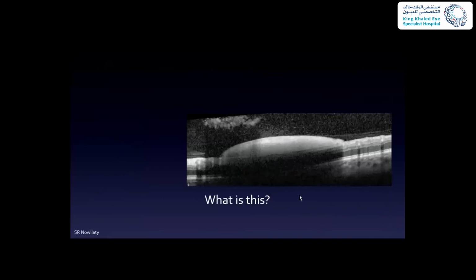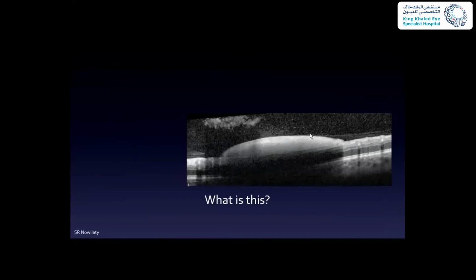Okay. What is this thing? Does anybody know what this thing is? Where's the pathology here? No clue? Okay, somebody says epiretinal hemorrhage, yeah, exactly. This is an epiretinal hemorrhage.